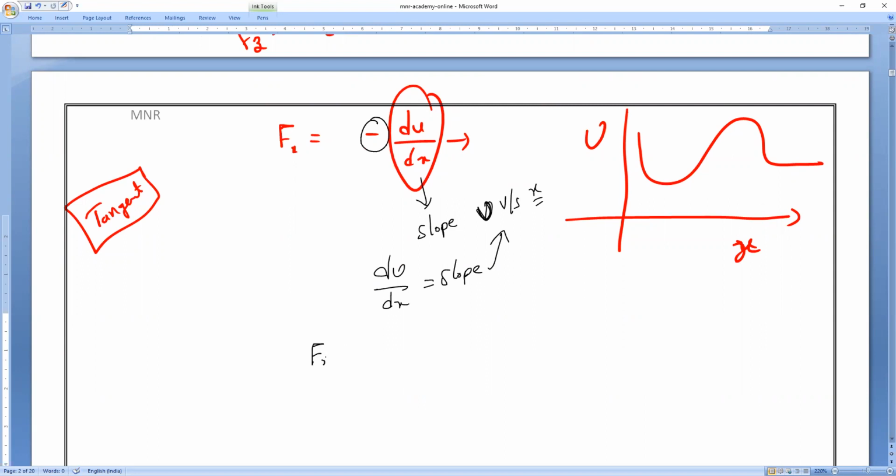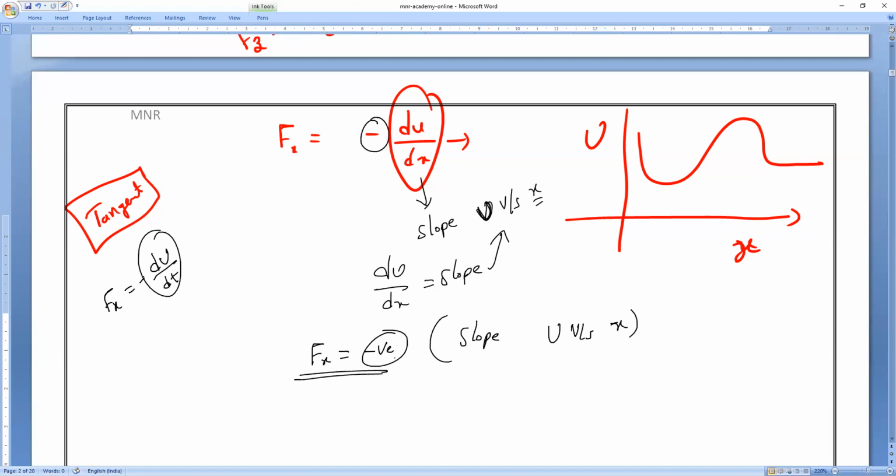Yes, it is. It is always minus of. So we all know that F(x) is equal to minus dU by dx. So will it come negative or positive? It will come negative. The slope will always be negative when I draw it. So when I find it for any direction, x direction or y direction or whatever it is.